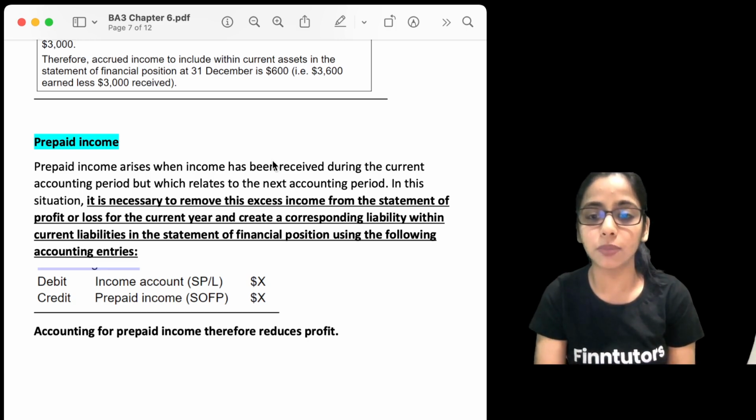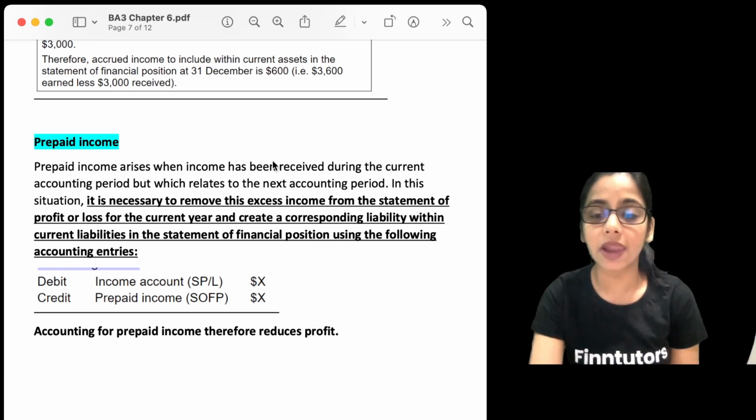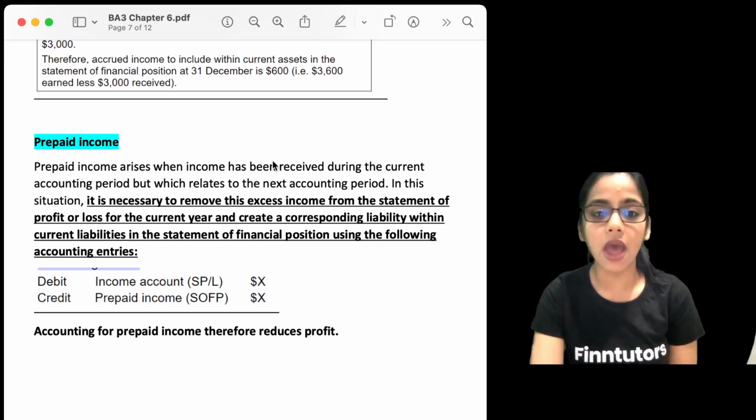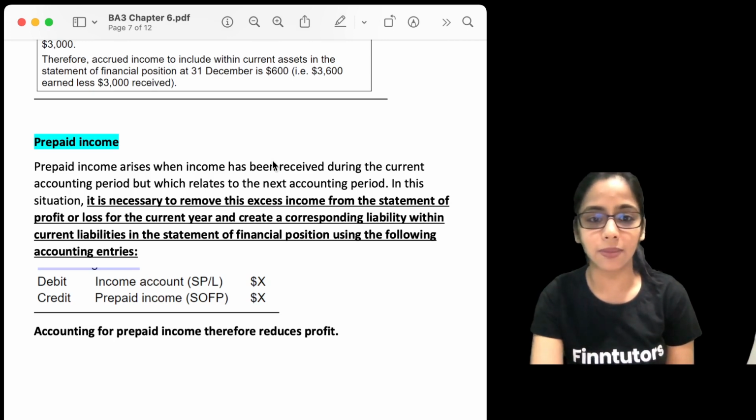So next month you need to make sure that the office space for the tenant is kept empty, since he had already paid the rent for the same. So this will be a liability on your end, right? Because you are yet to provide or fulfill that obligation. So this will automatically reduce your profit, and it will create a current liability in the statement of financial position.